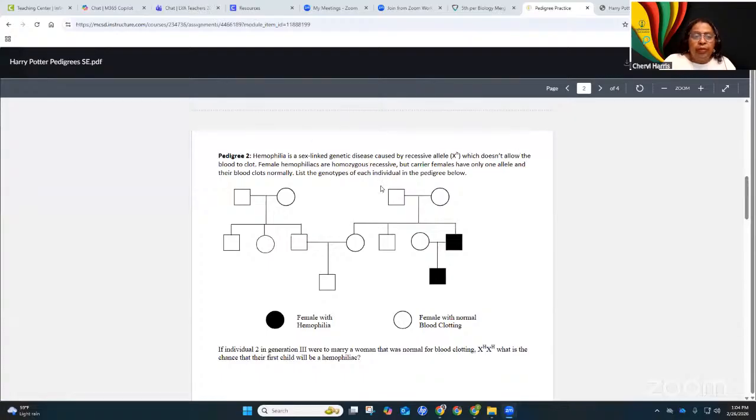All right. So on this one, if you were reading this, again, we have to not only look at are they male and female, but we're looking at what gene they're carrying. Okay. So again, the hemophilia is going to be represented by a shaded.